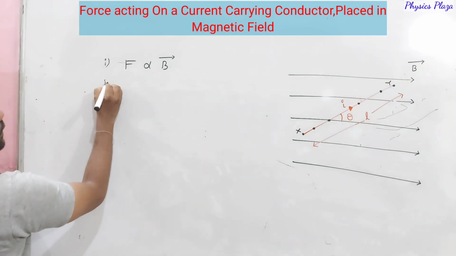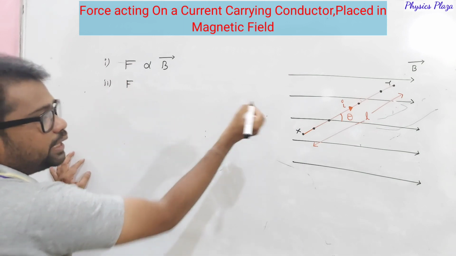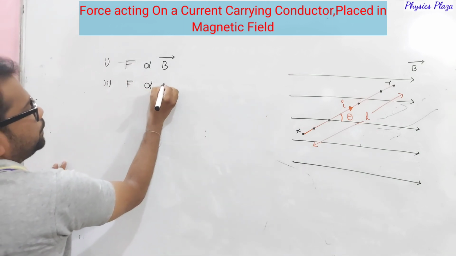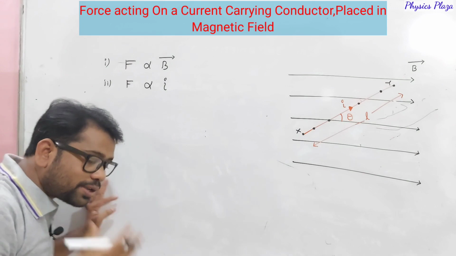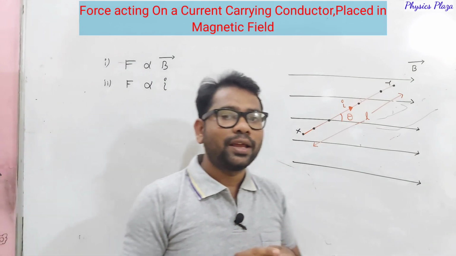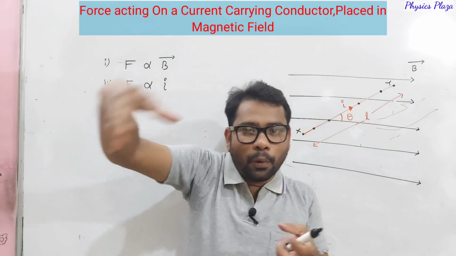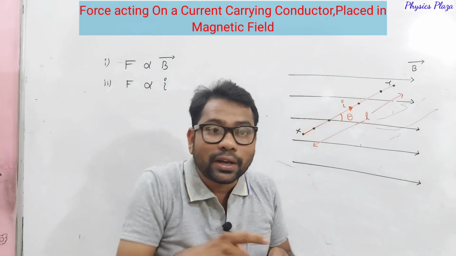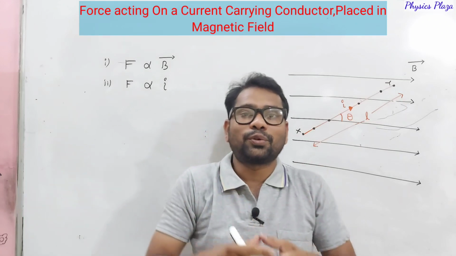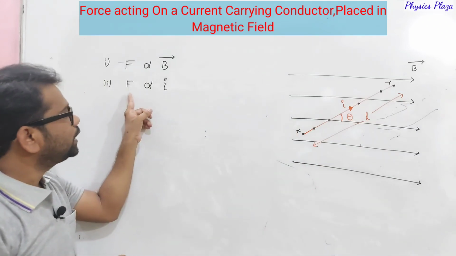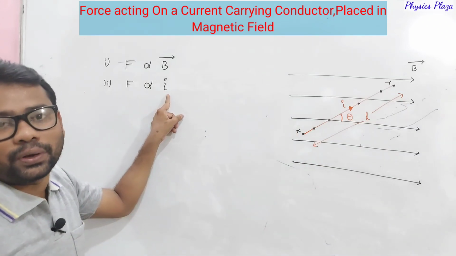And the second point, this force experienced by the current carrying conductor is directly proportional to the current which is passing through the conductor. Children, if more current passes through it, what will happen? According to the ICSE experiment, more field is generated, which means it experiences more force. So it is also directly proportional to I.